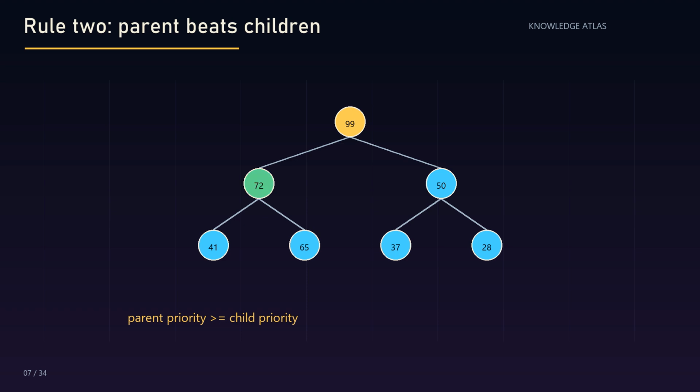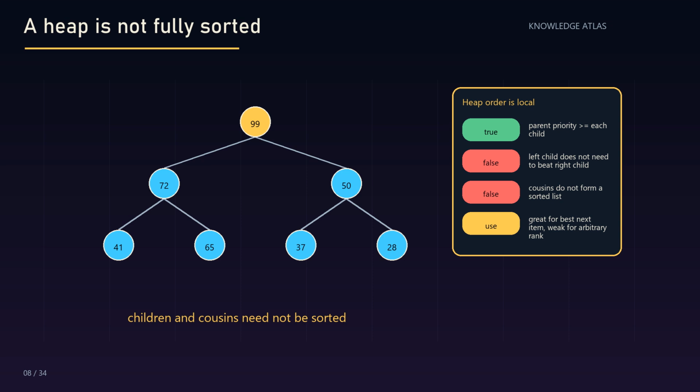In a max heap, every parent has priority at least as high as its children. Notice what this does not say. Siblings do not have to be sorted, and cousins do not have to be sorted. This is the beginner trap. A heap is organized enough to reveal the top priority quickly, but not organized enough to list everything in sorted order without extra work. It is a top priority machine, not a sorted array.